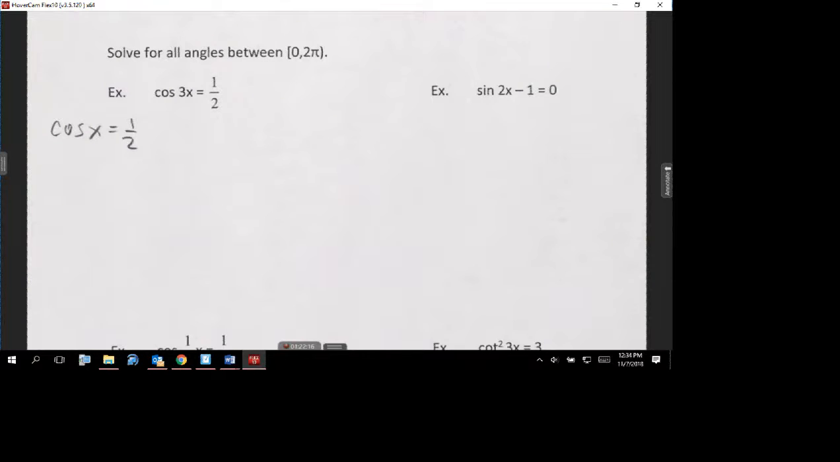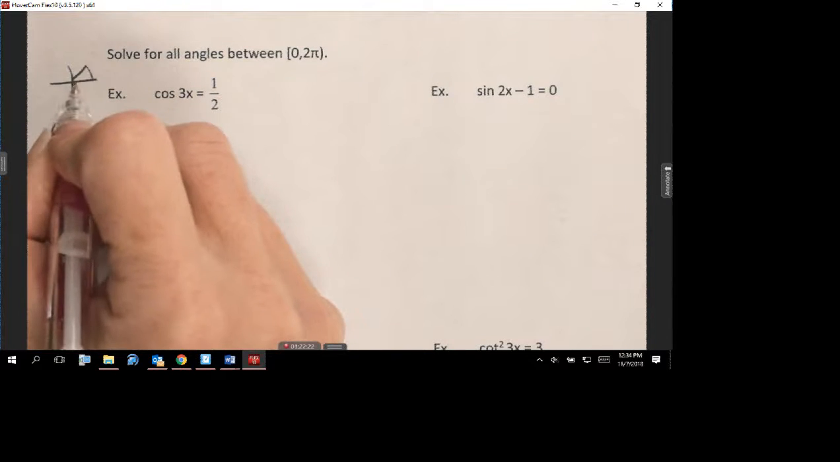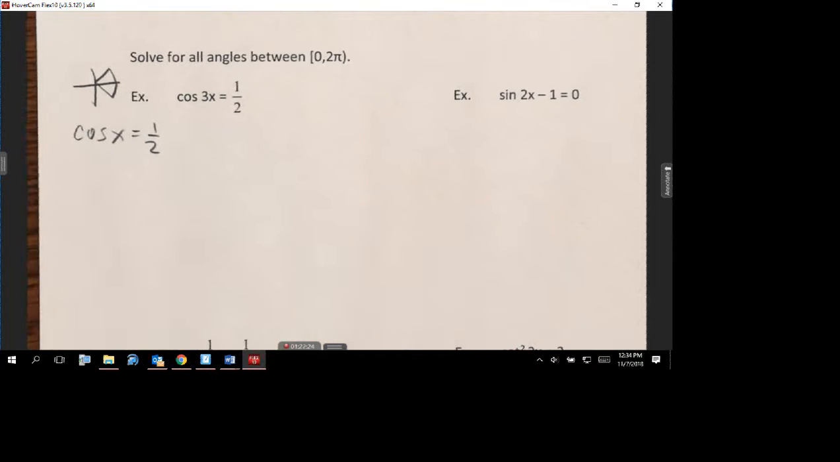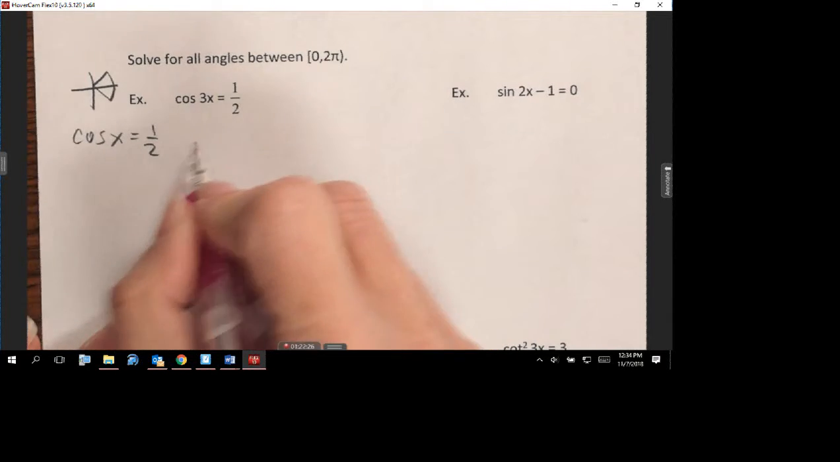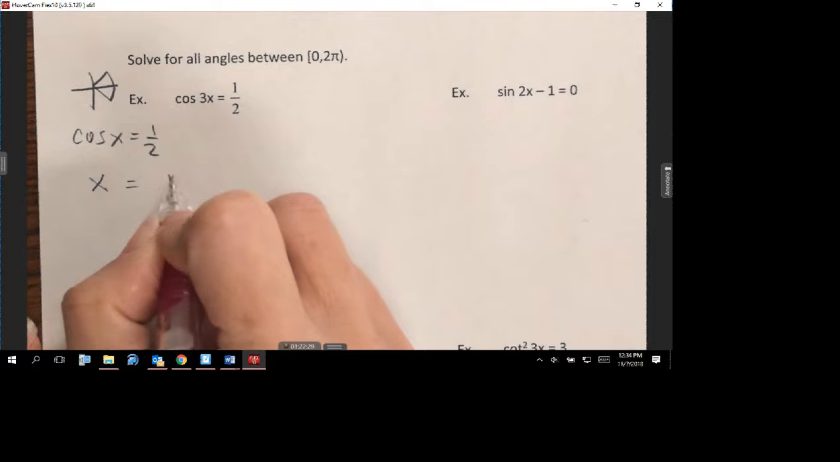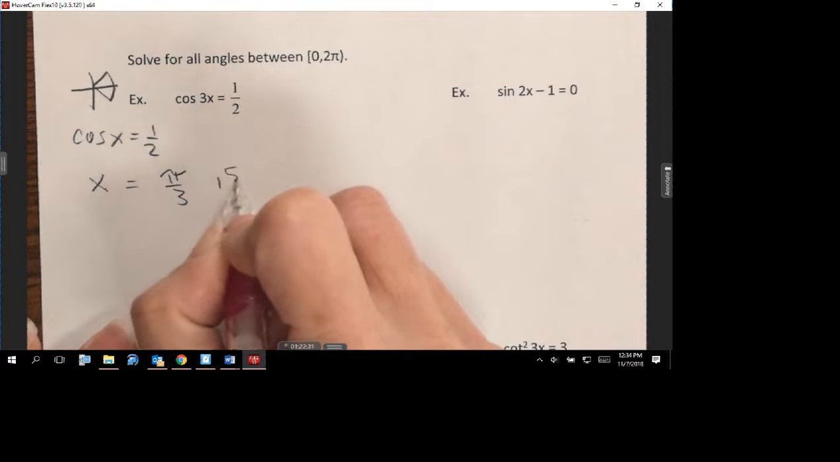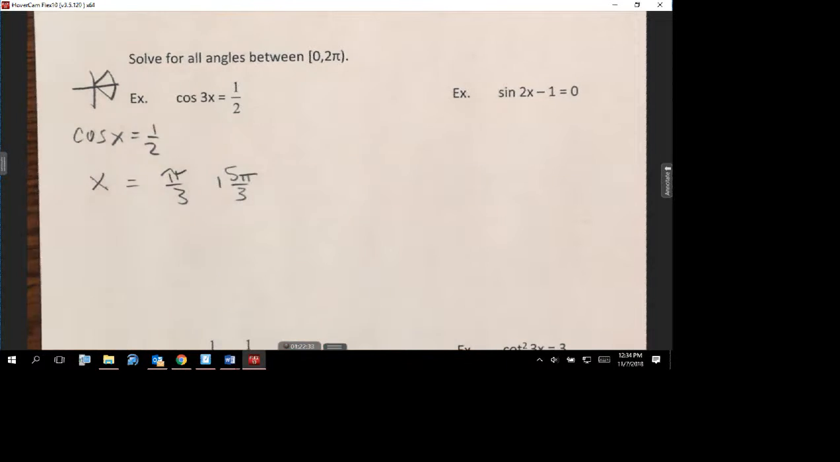Pi over 3 is one of them. Where is cosine positive? First quadrant and fourth quadrant. Pi over 3 is the first answer. What's the second? So pi over 3 and 5 pi over 3. So that's just one cycle of cosine where it equals 1/2. How many cycles will we go through when we shrink this by a third? We'll go through 3 full cycles.